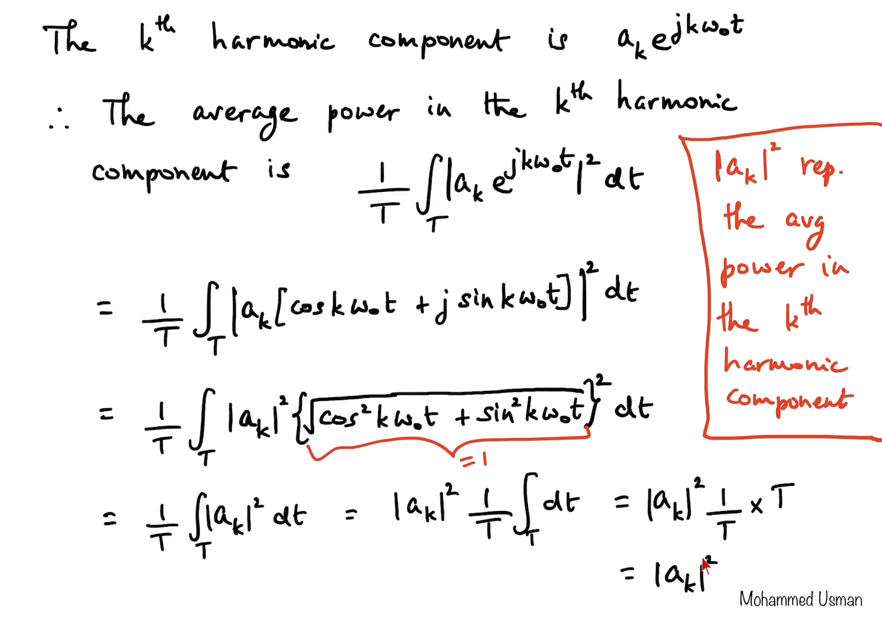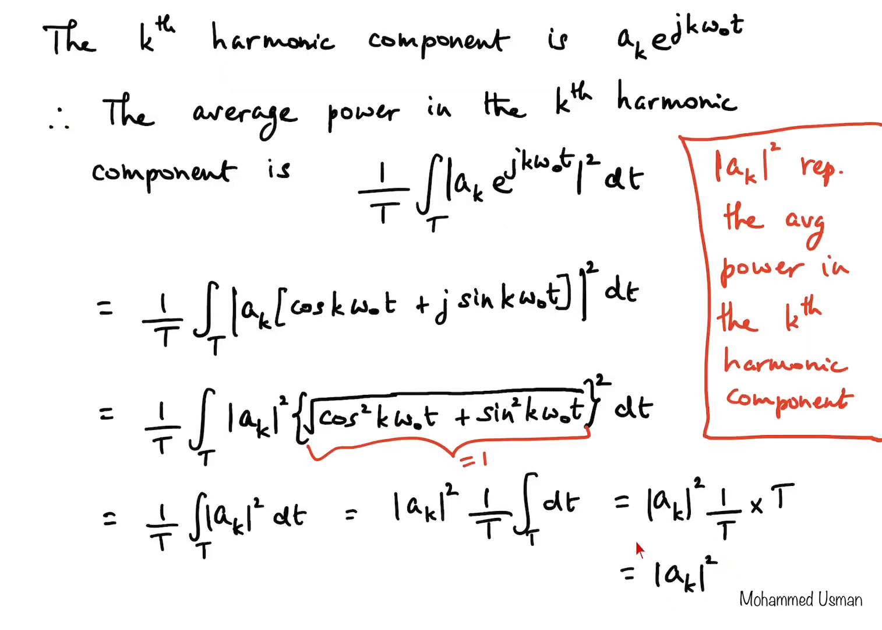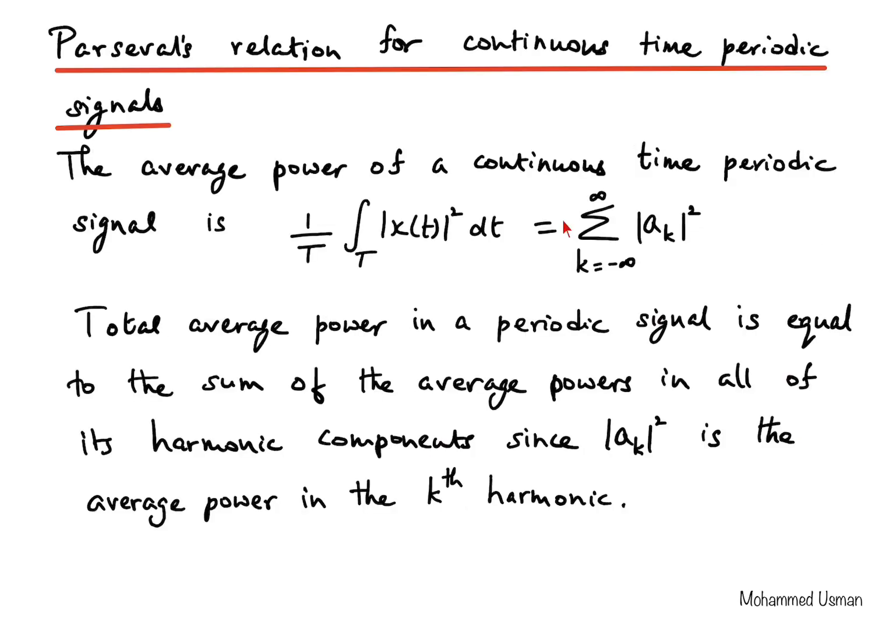So the average power in the kth harmonic component is ak square, and if we sum up all the powers in the harmonics, that gives us the total average power. So when we do the summation over all the k's of ak square, that gives us the total average power of the signal itself. The signal is composed of the DC component, the first harmonic, the second harmonic, the third harmonic, and so on. Each of the harmonic components has a certain amount of power given by the magnitude square of ak, and if we add up each of these individual harmonic powers, that will give us the total average power of the signal, which is what is depicted here.